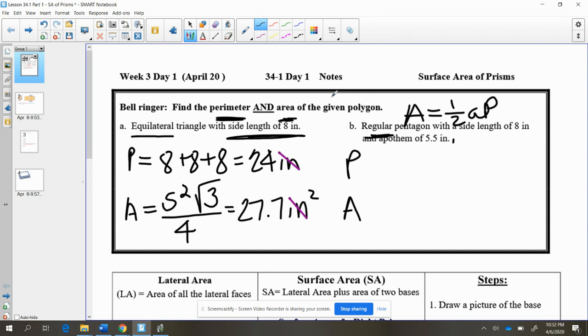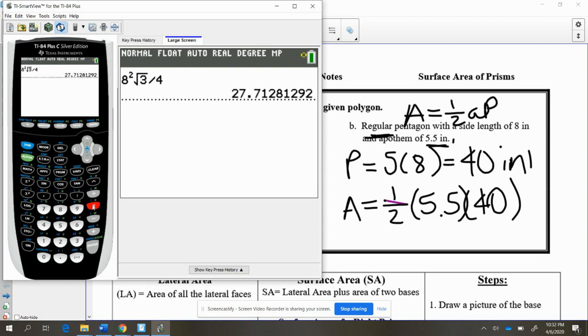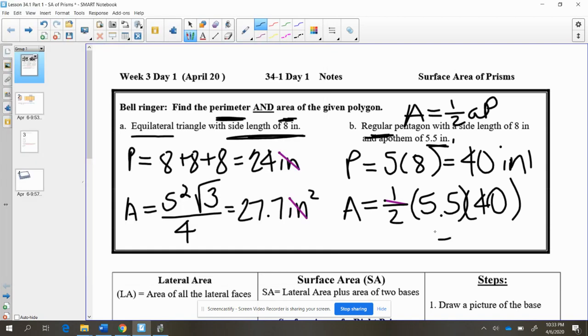Well, in a regular pentagon, we have 5 total sides, each with a length of 8. So 5 sides times the length of 8, the perimeter here is going to be 40 inches. And then we're going to use that value as well as that given apothem length from up above of 5.5 to help us find the total area of our pentagon. So 1/2 times 5.5 times 40 is going to have a total area of 110. And again, in this case, we're talking inches squared.